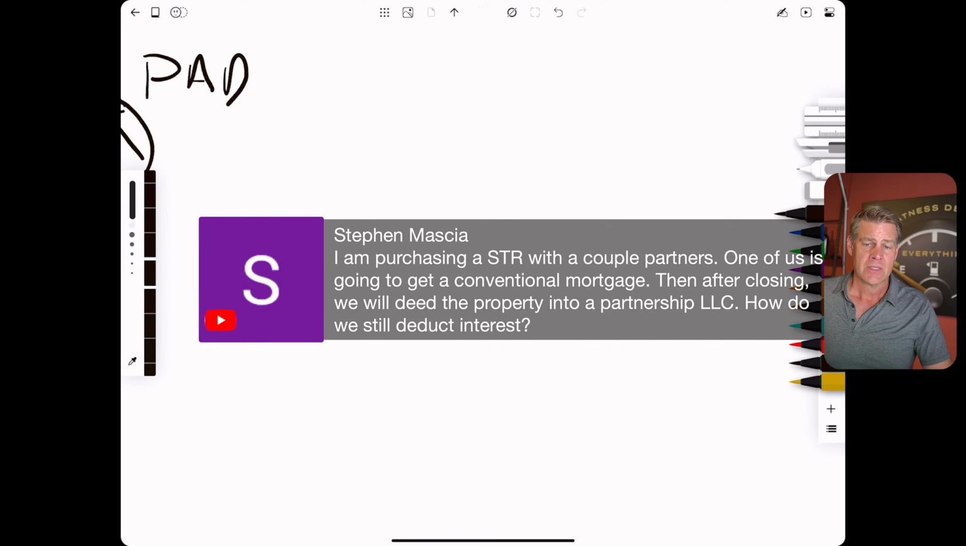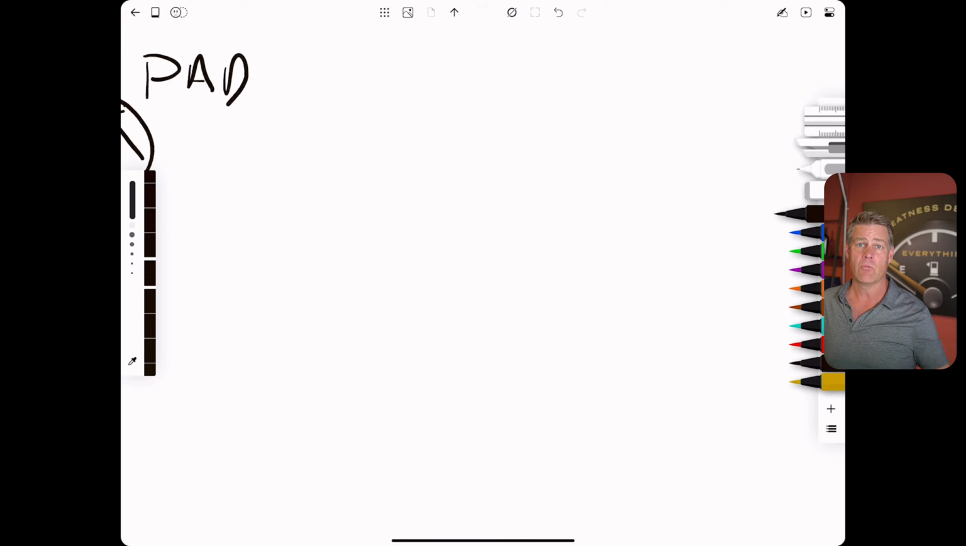Oh, well, in that case, the interest will be deducted against the property itself. So what will happen is the LLC is going to file a tax return, and then it's going to take that interest deduction at the entity level, come out on the 1065, and then it's going to wash out to you on the K1, because when you set it up in an LLC, that's going to be treated as a partnership. So the entity is the one that will take the deduction, because the entity is the one that's actually going to be paying it.